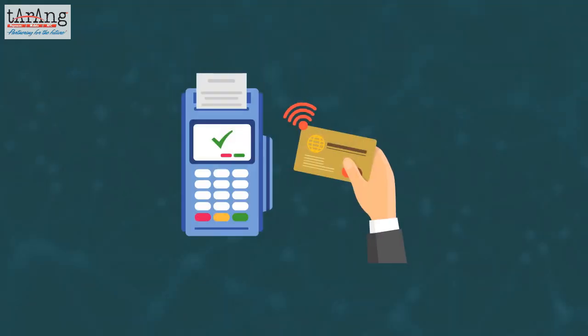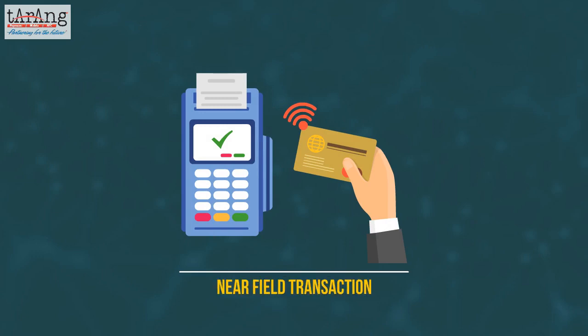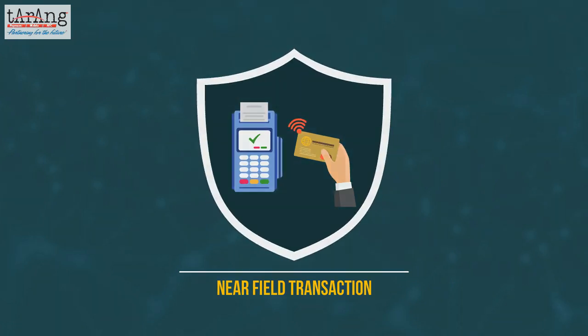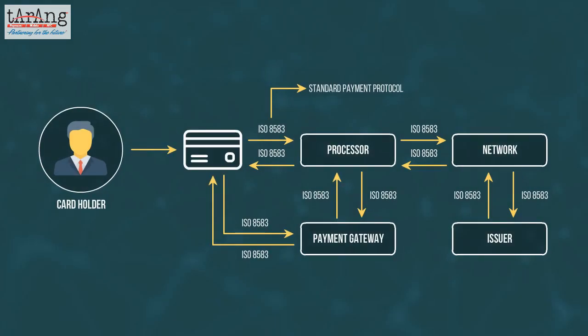The card can also be tapped against the terminal or waved against it. This is called a contactless transaction or NFC, near-field transaction. This is also an EMV transaction and is very secure. The payment transaction coming from the terminal comes in an international standard format called ISO 8583.